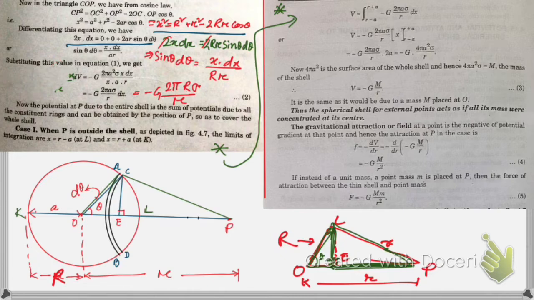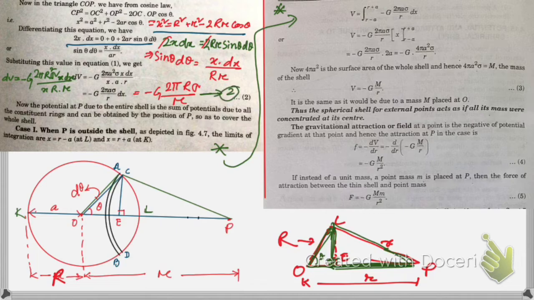So let me write this dv clearly. What I have got here, dv is equal to minus G 2 pi capital R square sigma x dx, sigma x dx, divided by x capital R small r, right? So this result gives this one. This is equation number 2 we have taken.